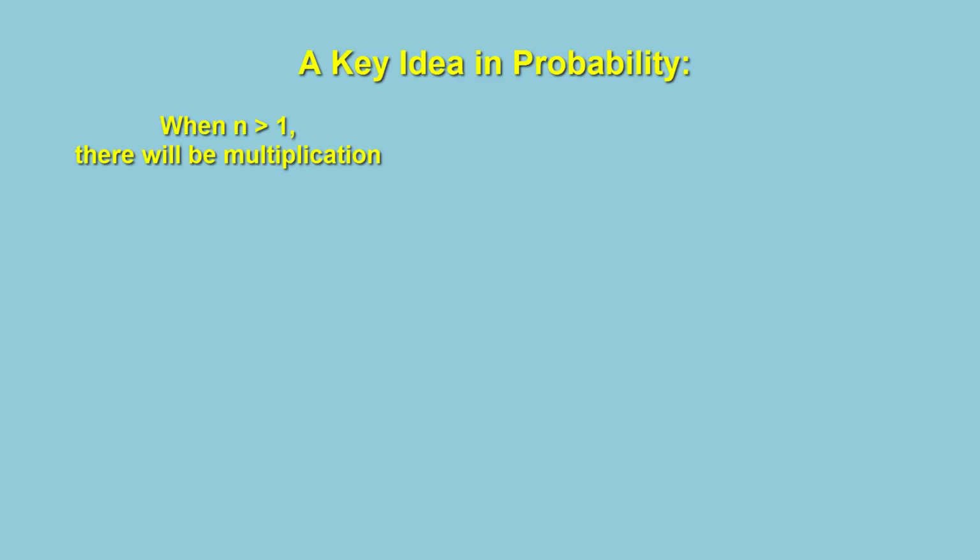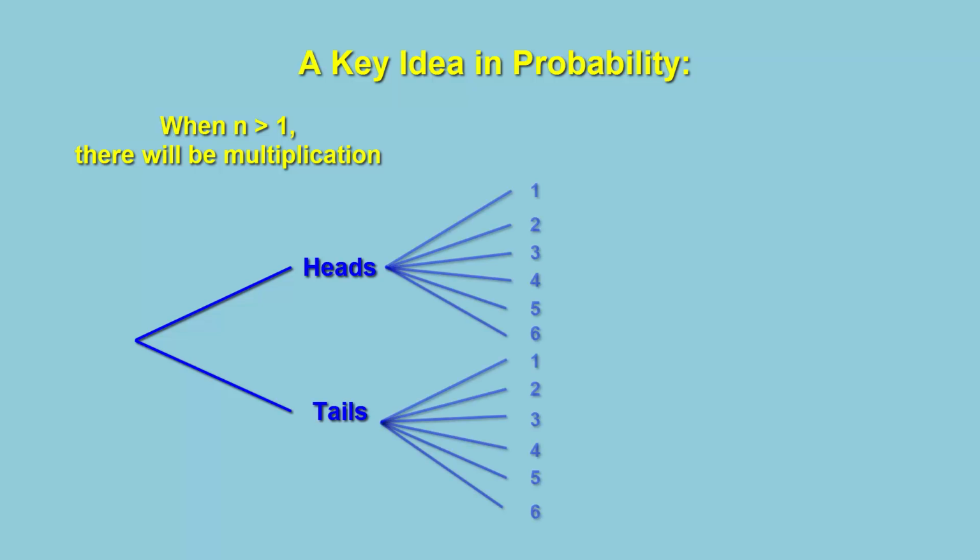Calculating probability when selecting more than one item requires us to multiply probabilities together. And if we are selecting only a few items, a tree diagram can be helpful. Suppose we are flipping a coin and then rolling a die. Here's a tree diagram to display the 12 equally likely outcomes.